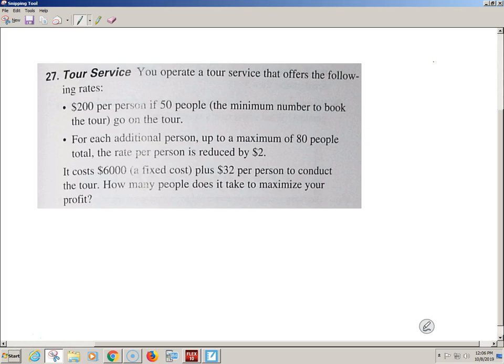Talk it out. You have to make sure that whatever someone comes up with perfectly models exactly what's going on. Plug in a few. Be like, what if it's this many people? What if it's that many people? Does it work? As long as it's 50 people, so greater than 50. As long as, that sounds like a piecewise function. For each additional person, up to a maximum. 200 minus 2 is 198. After that, piecewise.